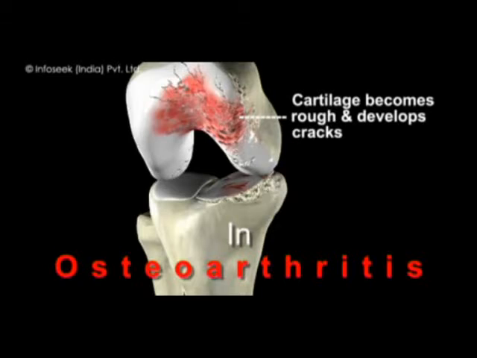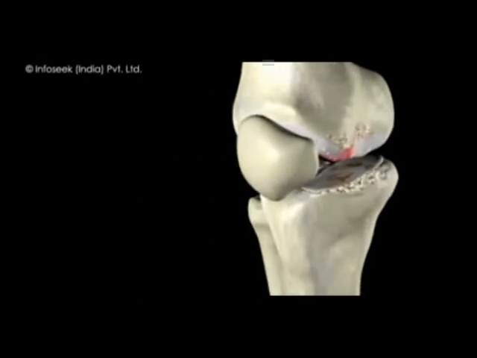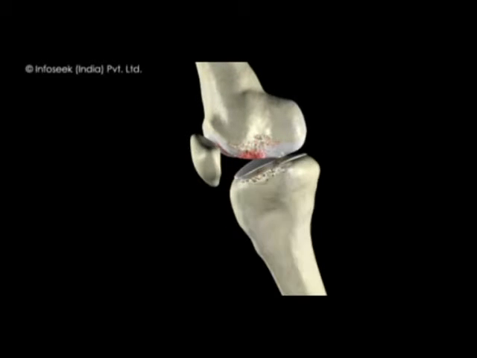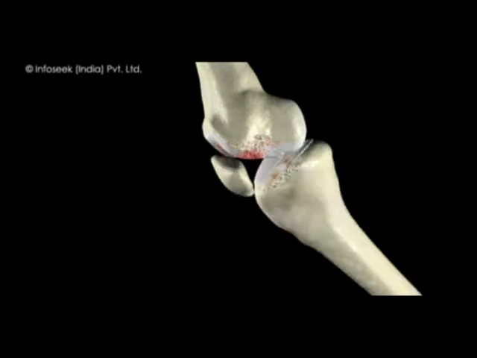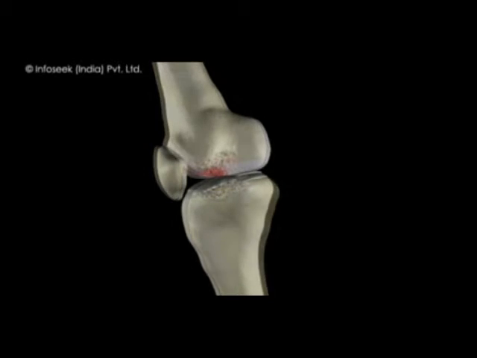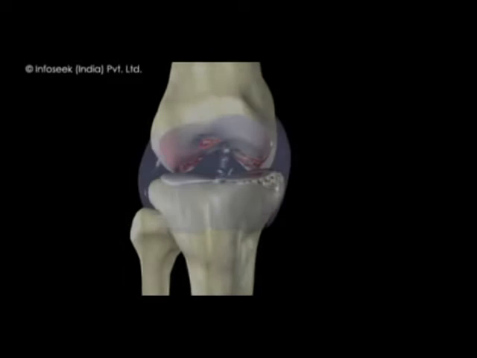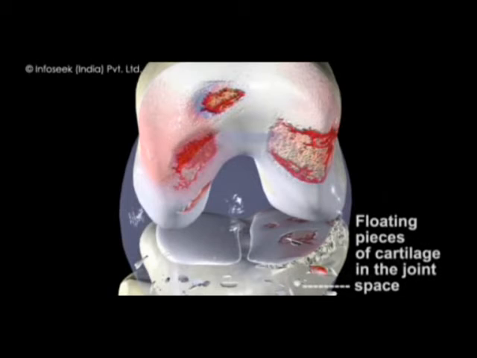The cartilage becomes rough and develops cracks. This causes the bones under the cartilage to rub together, causing pain, stiffness, and swelling. The bone underneath the cartilage becomes thick and grows on the edges, forming spurs. Pieces of bone and cartilage may break off and float in the joint space, causing more damage and pain.